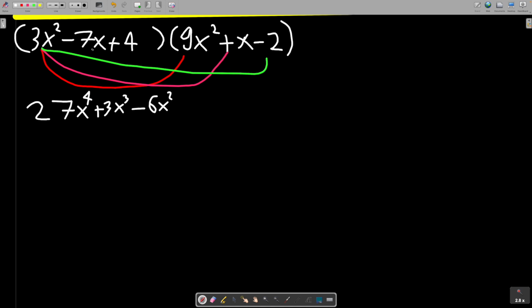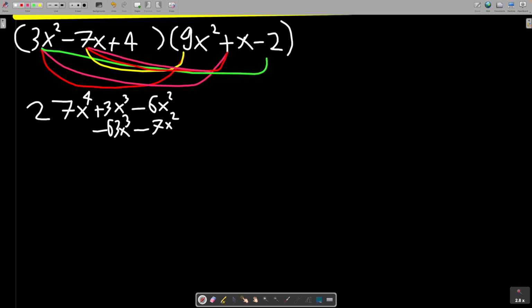And then we have negative 7x times positive 9x squared. That is equal to negative 7 times 9, which is negative 63. X times x squared is x cubed. So we're going to write it over here below the plus 3x cubed since they're like terms. Next we have negative 7x times x, which is negative 7x squared. So we're going to write it down below the negative 6x squared. So these are like terms too.